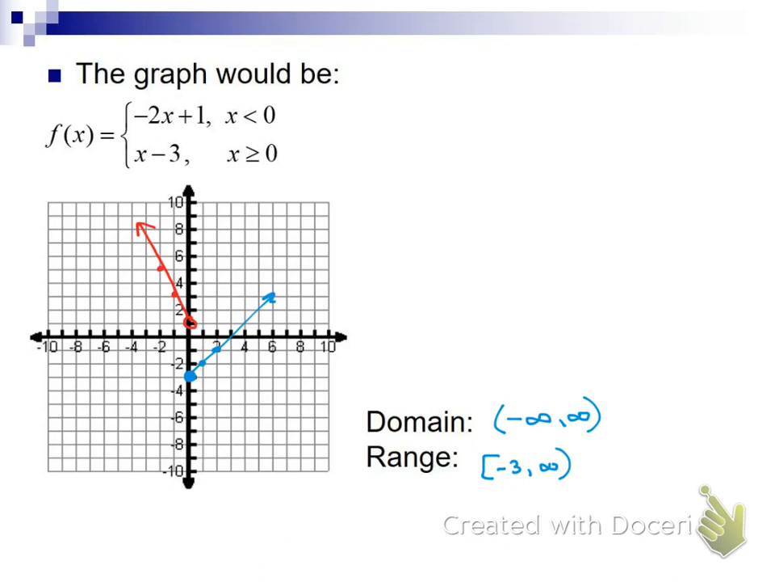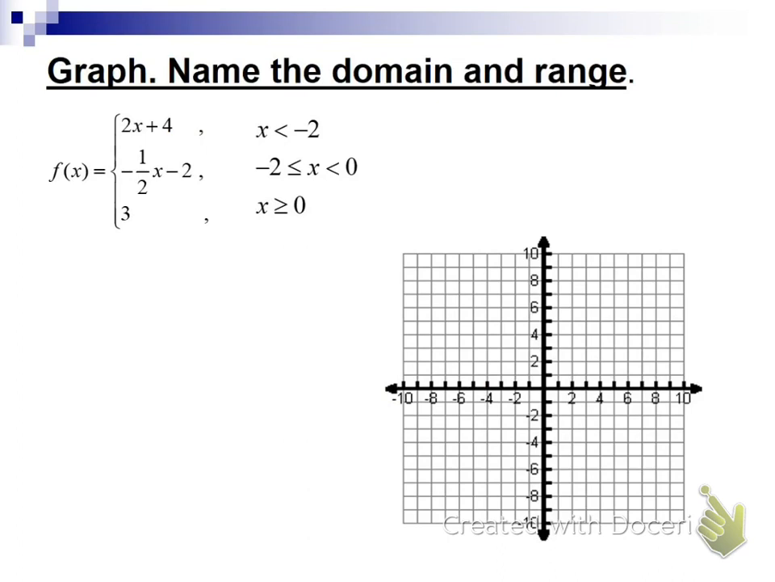I feel like we should do another example. Okay? So this graph has 3 parts to it. It's this graph when x is less than negative 2. So follow me. I'll do each part in a different color, okay?